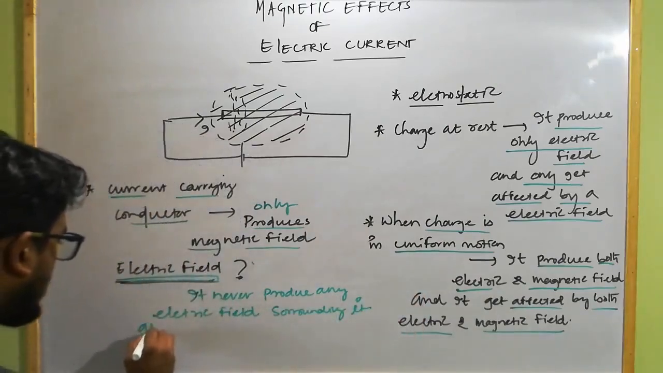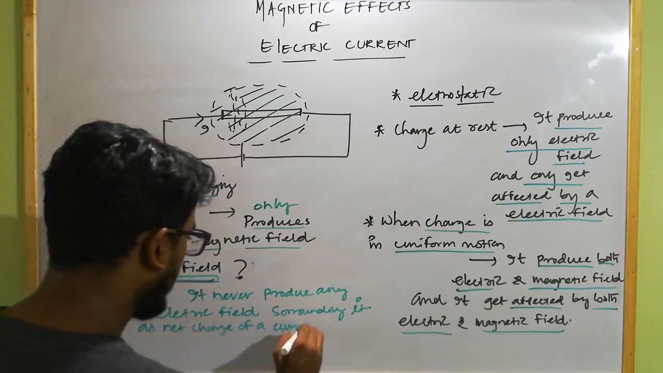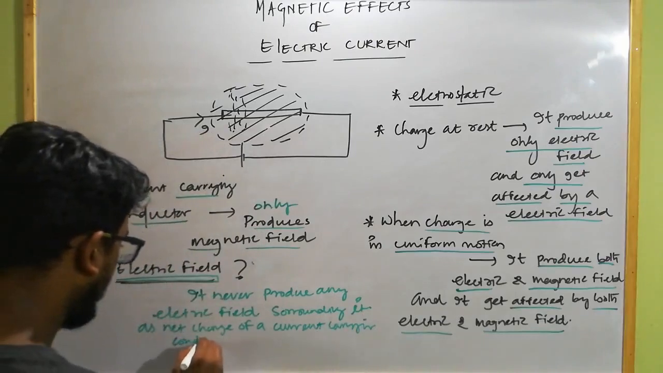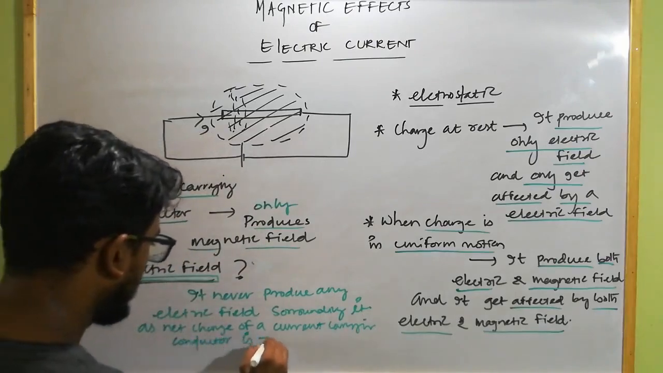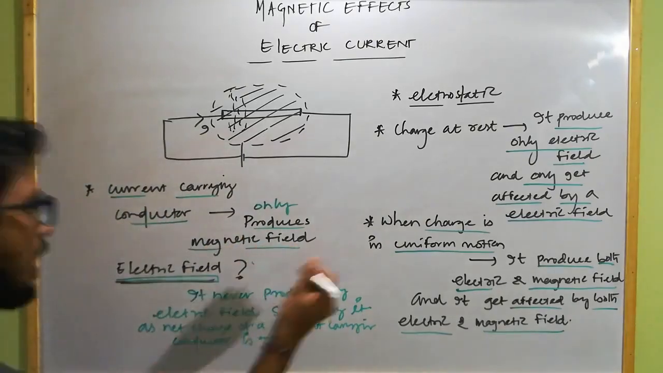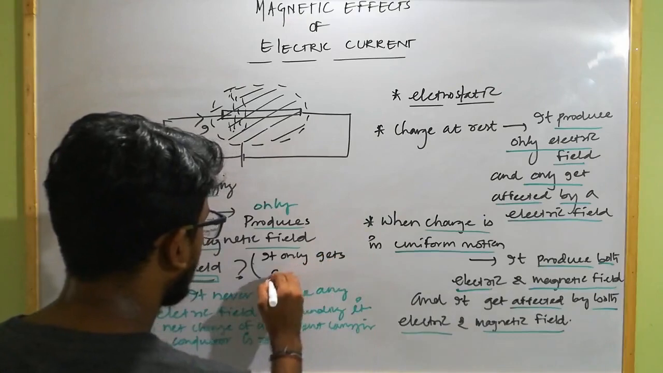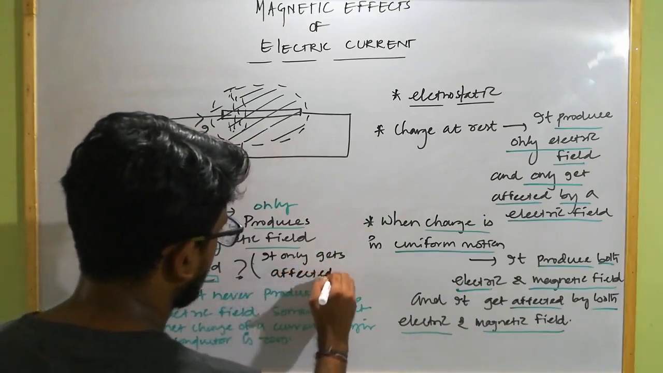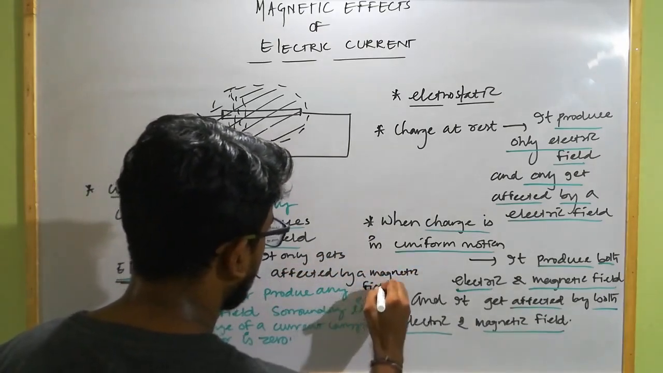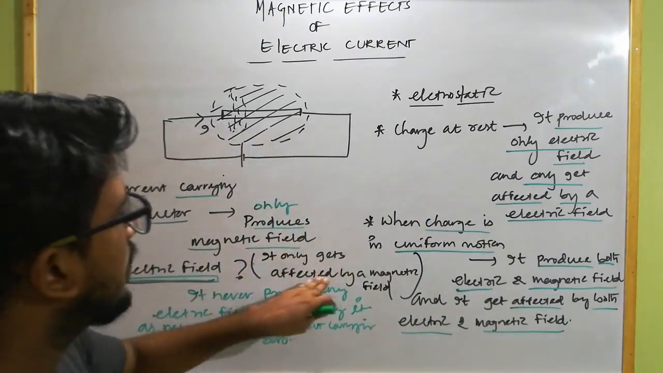Okay, as the net charge of a current carrying conductor is zero. Clear? So a current carrying conductor only produces a magnetic field, and also it only gets affected by a magnetic field. A conductor only produces magnetic field and it only gets affected by a magnetic field.